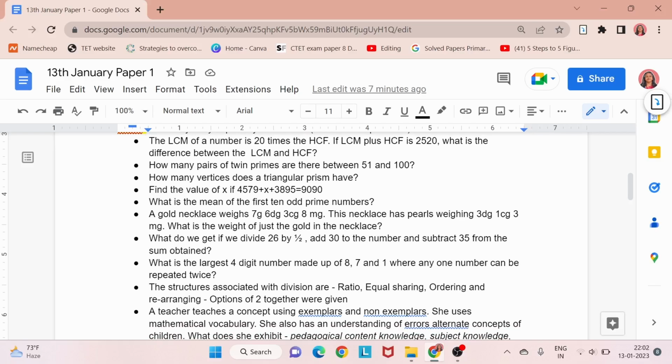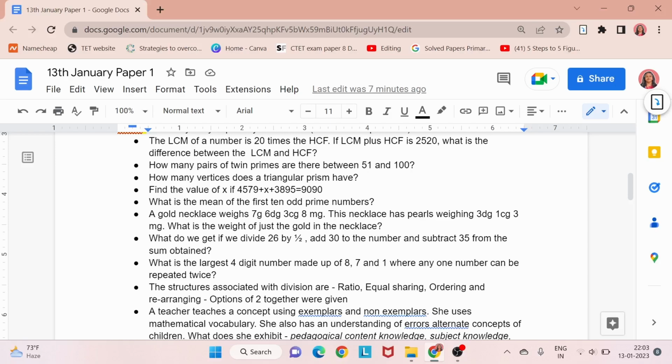Now this was a sum which looked a little difficult, but it was basically a simple subtraction sum. A gold necklace weighs 7 grams, 6 decigrams, 3 centigrams, and 8 milligrams. This necklace also has pearls, which weigh 3 decigrams, 1 centigram, and 3 milligrams. What is the weight of just the gold? So it's basically 7,638 minus 313. The answer had to be given in grams.